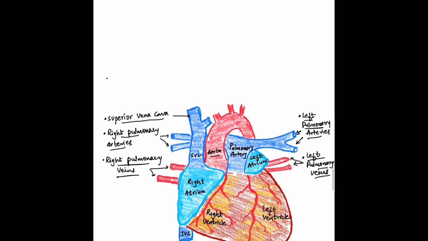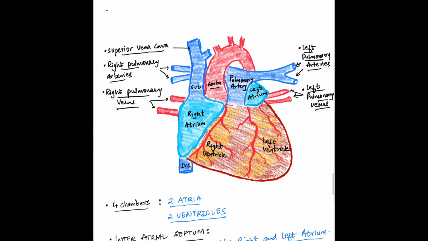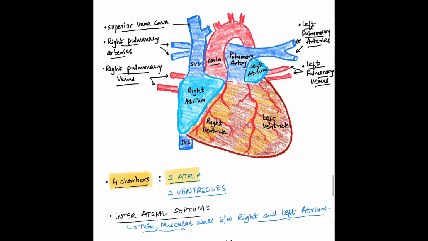So moving on with our discussion on the heart. Our heart has four chambers, two atria and two ventricles. The two smaller upper chambers are called atria, right atrium and left atrium, and the two larger lower chambers are called ventricles, right ventricle and left ventricle. Let's look at this diagram in a bit more detail.